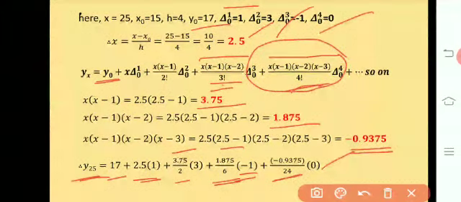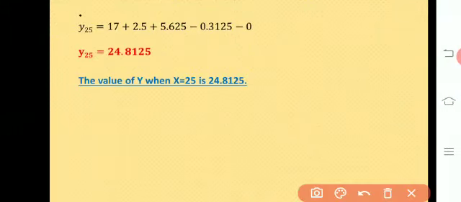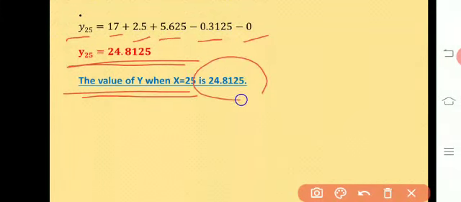So into 0. If you simplify further, then you will get y 2.5 is equal to 17 plus 2.5 plus 5.625 minus 0.3125 minus 0. If you simplify this further, then you will get y 2.5 is equal to 24.8125. That is, the value of y when x equal to 2.5 is 24.8125. So this is the solution for the first question.